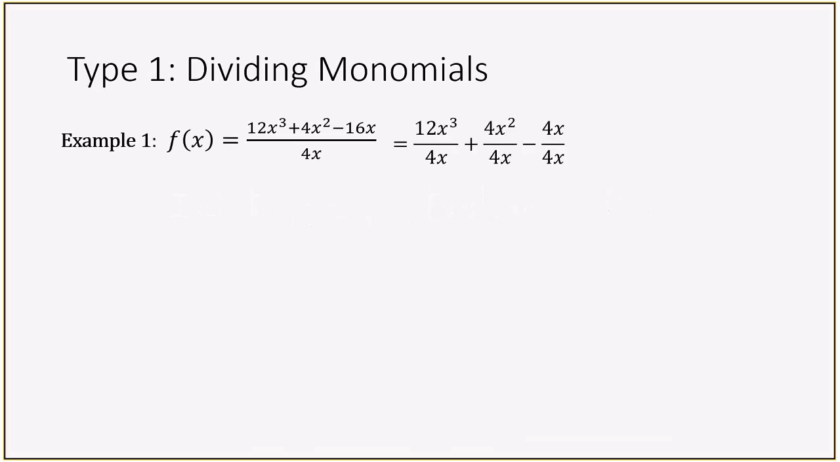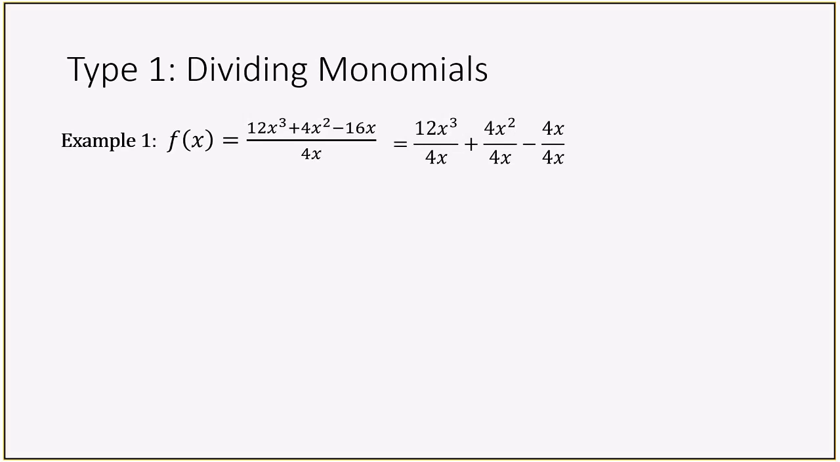Dividing monomials is the easiest of the cases. In this case, we have a monomial, which is just a fancy word for a single term. So I have a single term in the denominator, and then I have a bunch of terms in the numerator. You can use the process that we're going to see in the next couple of slides for these, but it's a lot more work than need be. To solve these, the easiest way to do it is just break it up into separate fractions.